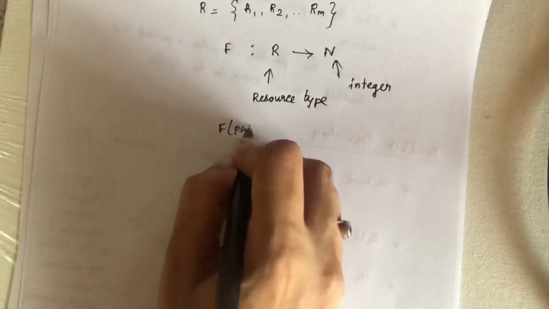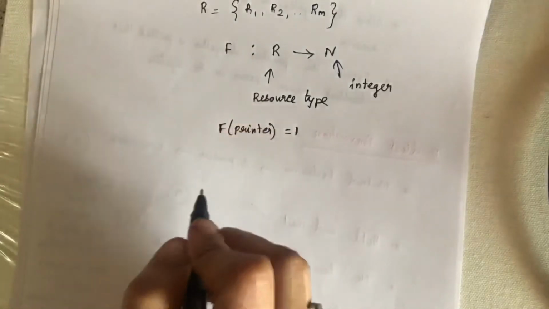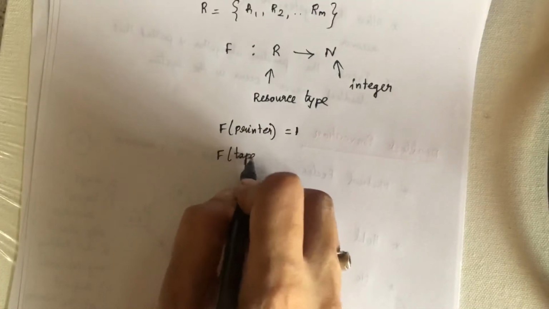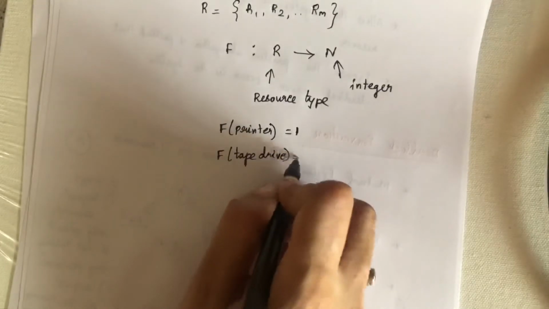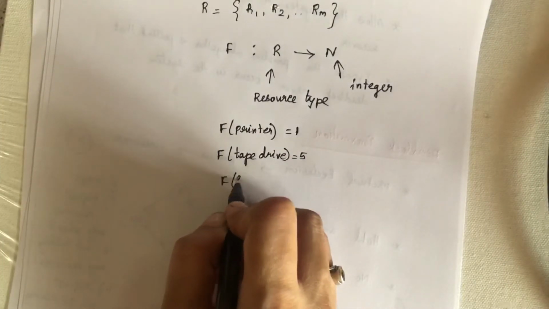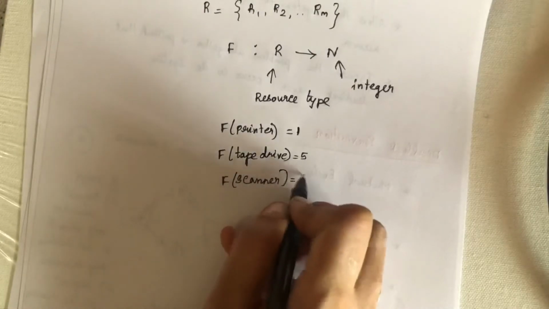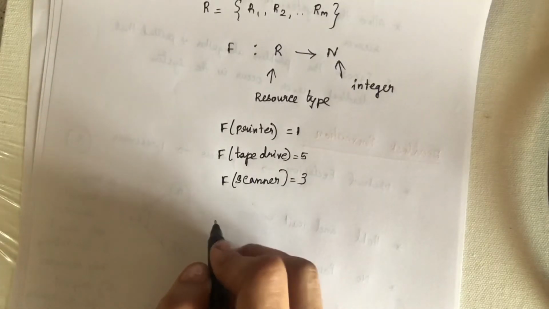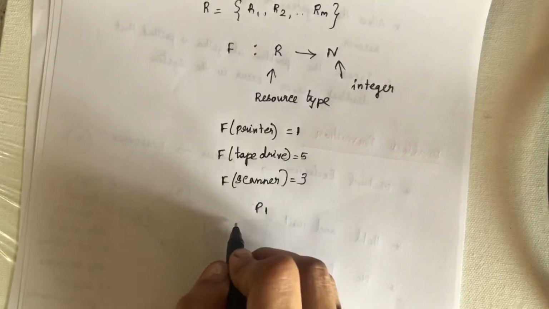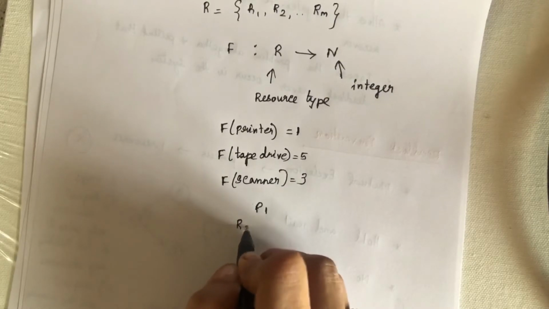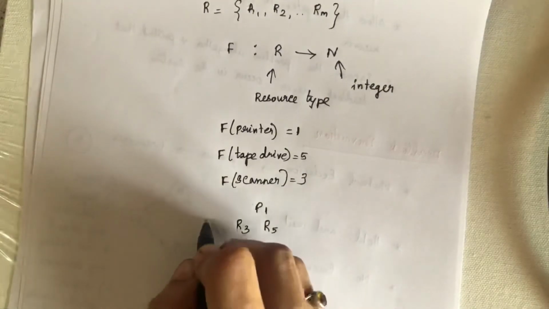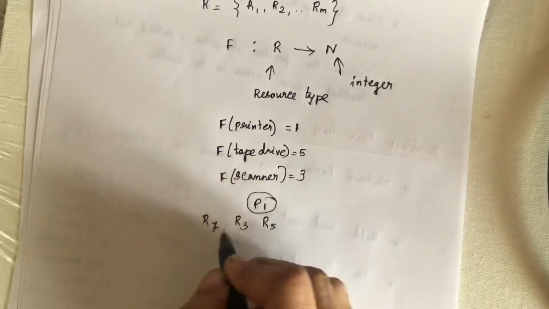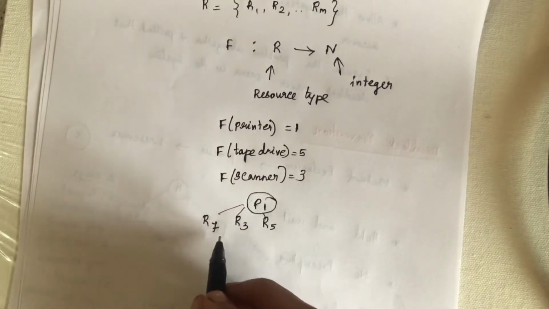For example, if it is f of printer, we are going to assign a value equal to some value. Suppose f of tape drive, this is one resource, so for this we are going to assign some value. F of scanner, you are going to assign a value. Like this, we are going to assign some value for all the resource types. For example, if process P1 requires three resource types, R3, R5 and R7.